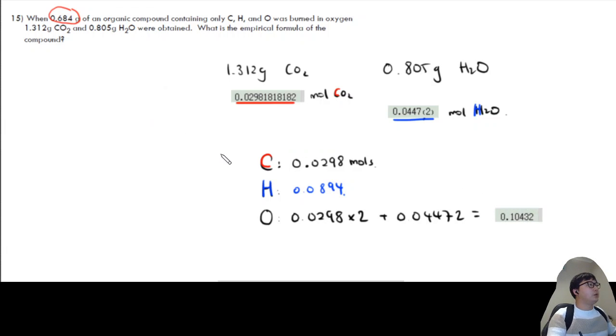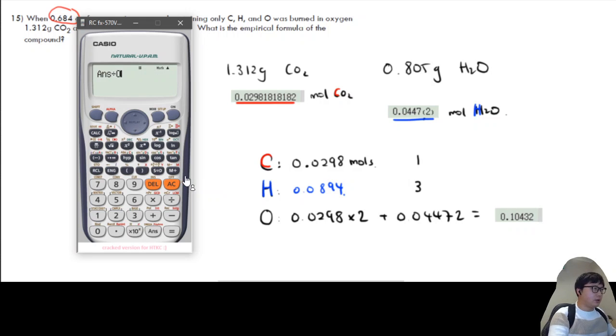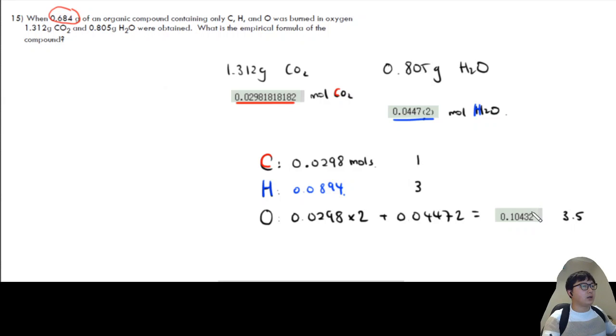Now from here, let's calculate. If we let that equal 1 and then divide this one by that one, this is about 3, isn't it? And that divided by the smallest number, 0.0298, is equal to 3.5. So the ratio is 1, 3, and 3.5. We can easily calculate the ratio like that.